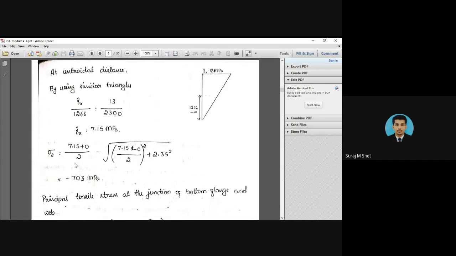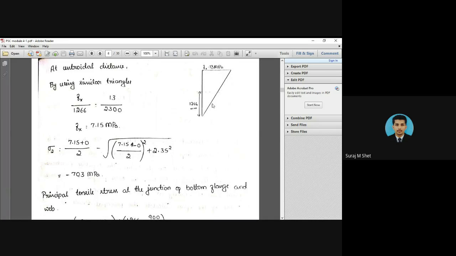After this, just substitute the values here. Your job is to find the Fx at the centroid. That's why I calculate the Fx value here. If they ask for the principal stress at the top, then you have to consider Fx equal to 13 kilonewton. Here they ask to find it at the centroid. That's why I apply similar triangles. I got the Fx value and I am substituting here. So this is my one case.